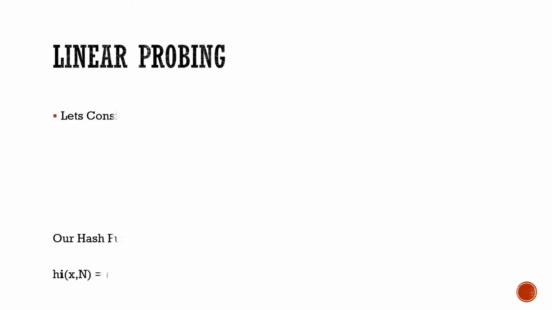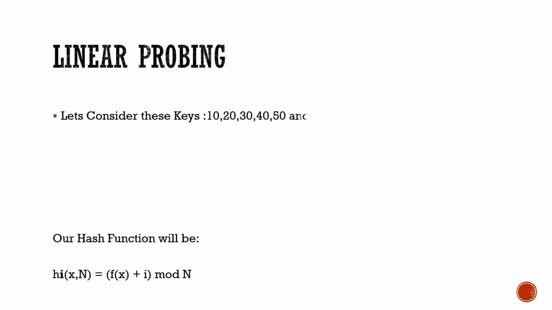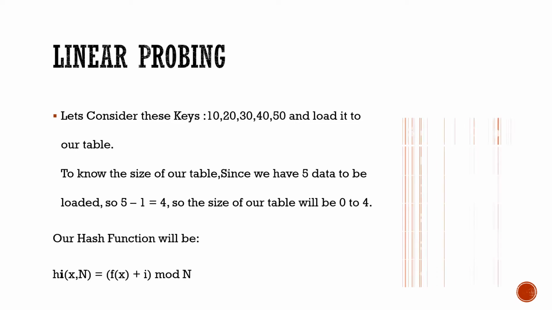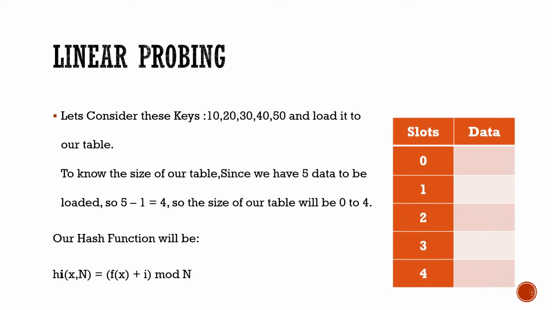Let's consider this case: 10, 20, 30, 40, 50, and load it to our table. To know the size of our table, since we have 5 data to be loaded, 5 minus 1 equals 4. So the size of our table will be 0 to 4. Our hash function will be h_i(x) = (f(x) + i) modulo n.